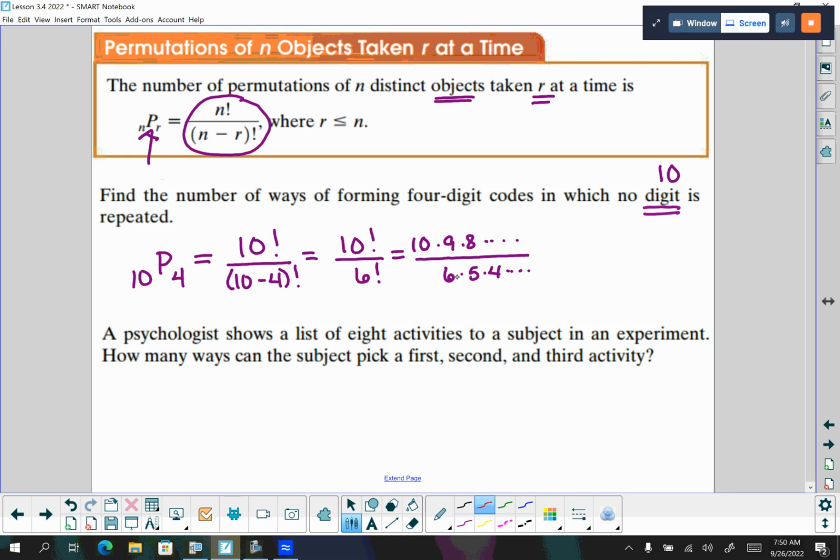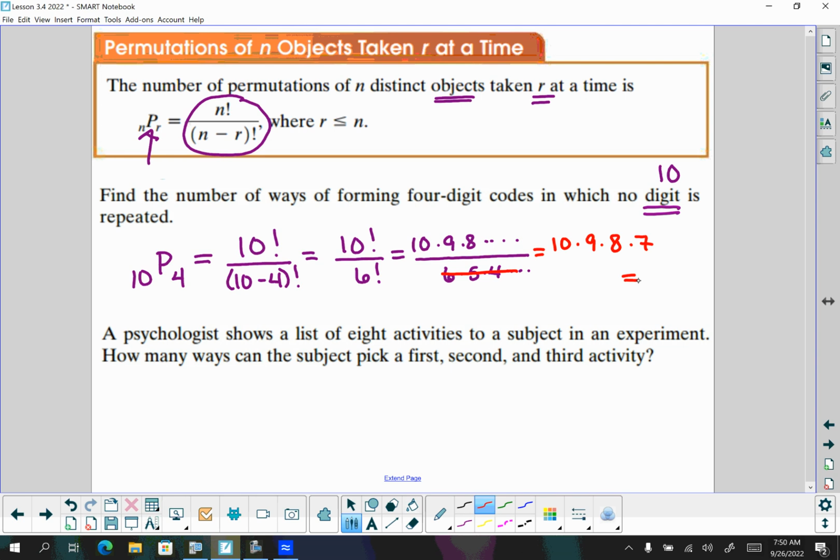6 and everything below is going to cancel, which in the numerator is just going to leave me with 10 times 9 times 8 times 7, which is going to be my final answer. At any point here, you can actually type this into your graphing calculator or into a basic calculator. I'll show you how we can get the p-values later, but for right now, you can just type in either 10 factorial over 6 factorial or just 10 times 9 times 8 times 7.